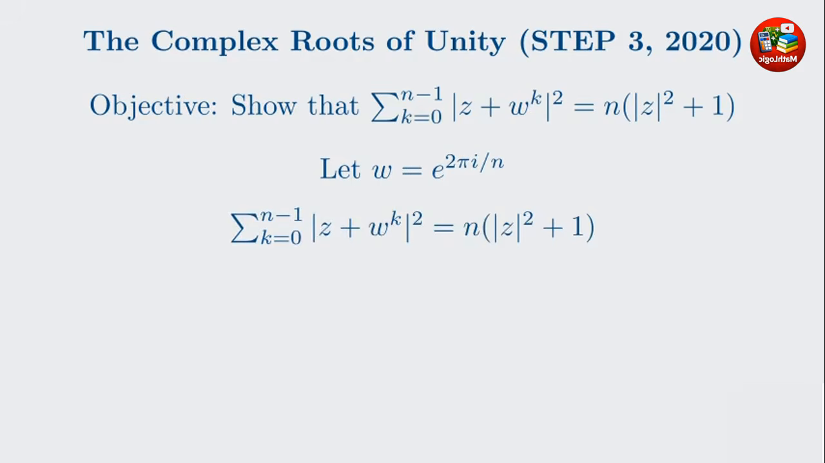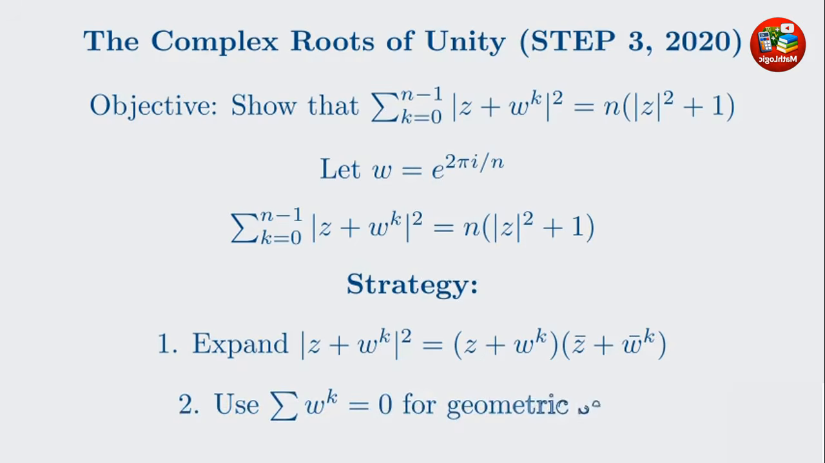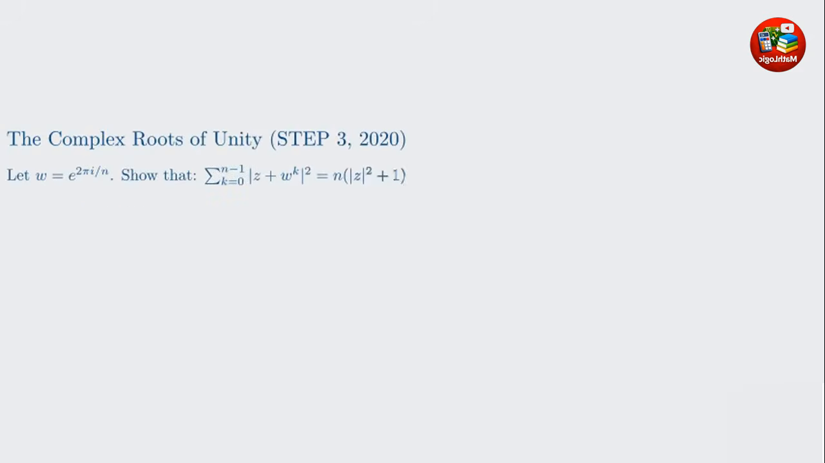To tackle this, we'll use the properties of complex conjugates to expand the squared magnitude and then evaluate the resulting sums using what we know about geometric series and roots of unity. Let's start by expanding the expression inside the summation. To do this, we'll use a fundamental property of complex numbers.